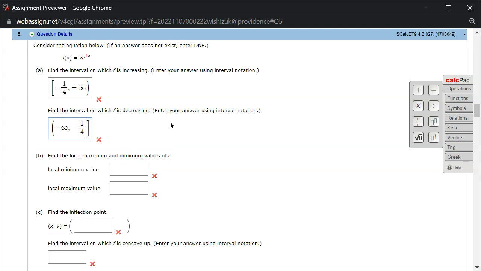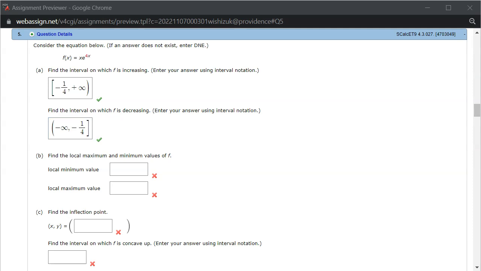All right, so we have that. Let's check the answer. I came back and it looks like we got part A correctly. Let's move on to part B.